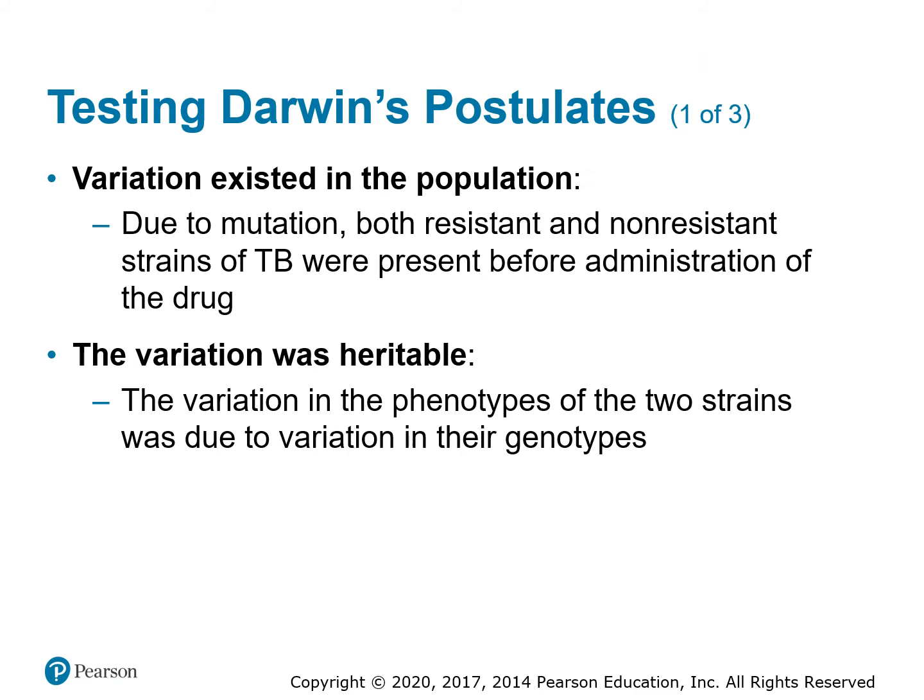So in this case, variation existed in this population. There was a mutation in a couple of bacterial cells that allowed them to not be susceptible to the drug. The variation was heritable because it was a genetic mutation. Again, bacterial cells only reproduce asexually, so any type of reproduction in this case is going to lead to heritable variation. So any mutation in this case.